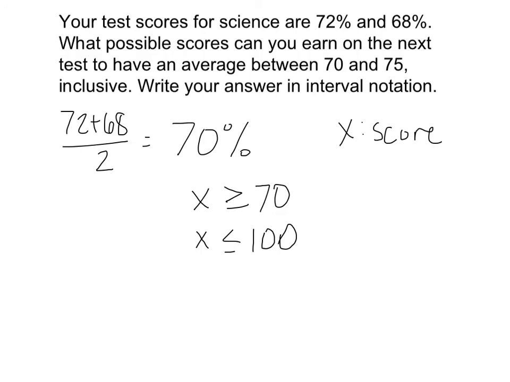But they want to write that in interval notation. Well, in this case, we need to score between a 70 and 100, and it can equal both, so we use brackets. So that's my interval notation.